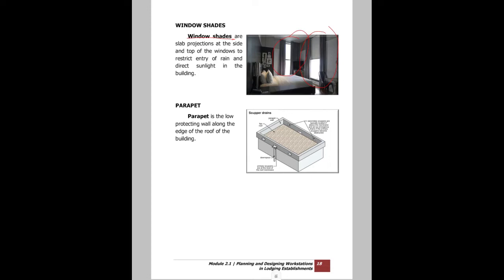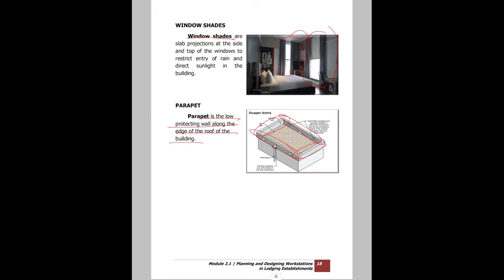Parapet is the low protecting wall along the edge of the roof of the building. Si parapet, ito po siya. Ayan, yung nakikita nyo na yan, yung four corners na yan, yan si parapet. Si parapet is originally used to defend buildings from military attack. Usually, yun ang unang purpose niya even before, to defend the building sa mga attacks from the different intruders or defenders.